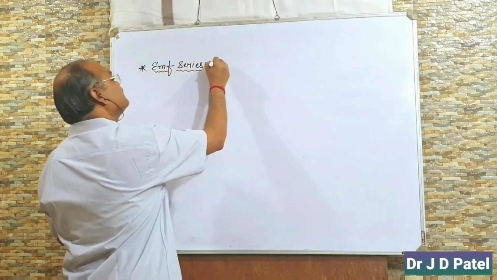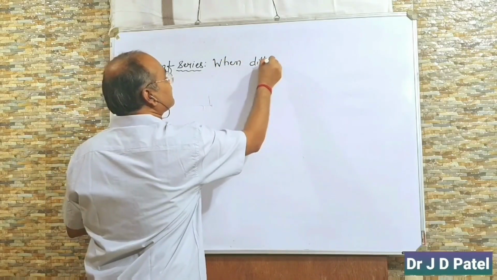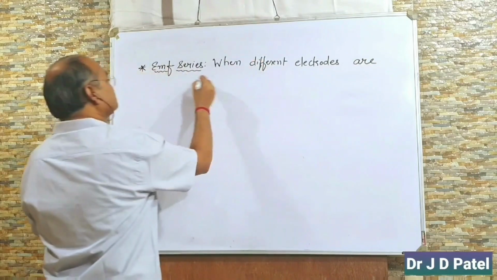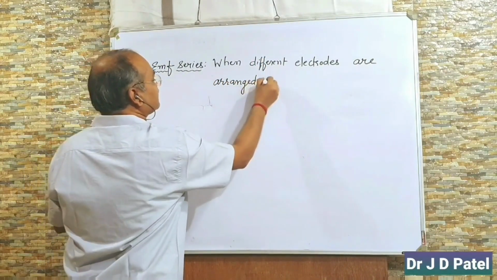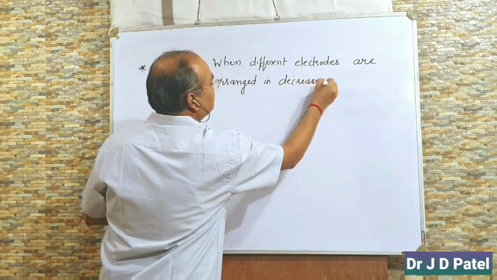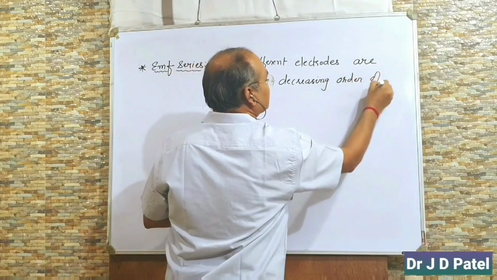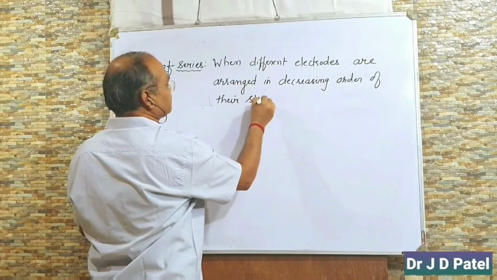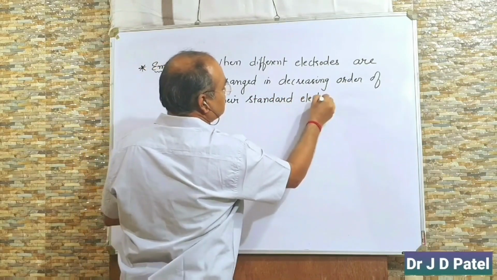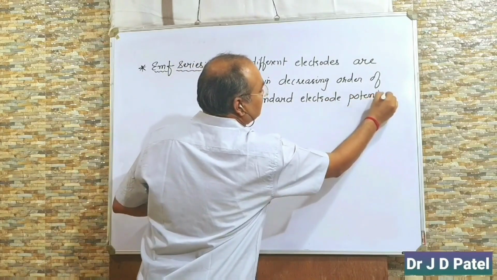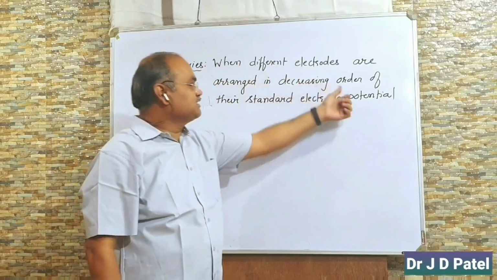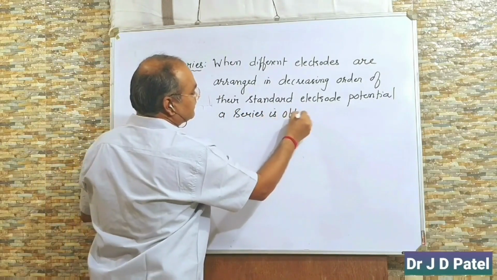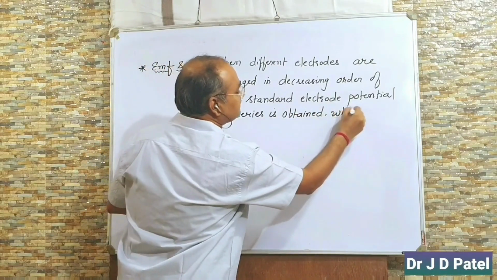When different electrodes are arranged in decreasing order of their electrode potential, of the standard electrode potential, a series is obtained, which is known as EMF series.